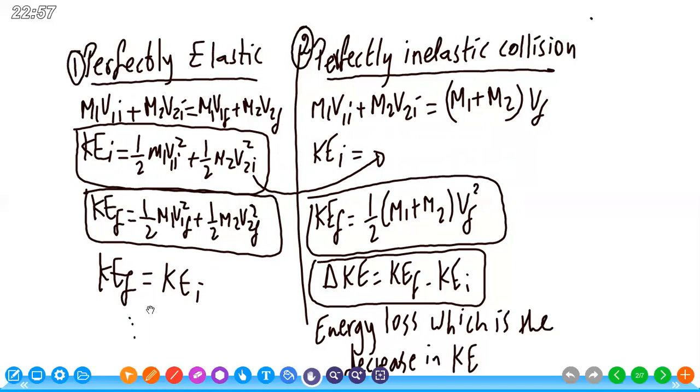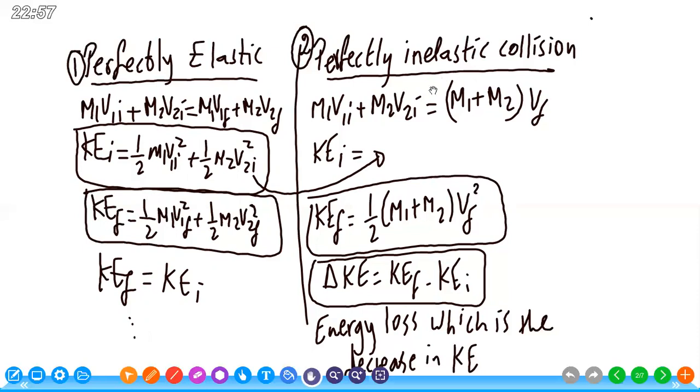And you have to get that both kinetic energies are approximately equal. So kinetic energy initial is equal to kinetic energy final. Okay, no change in kinetic energy. What you are going to do is to find each one separately. Find kinetic energy initial first and then find kinetic energy final, and you have to check if they are equal, then this is going to be perfectly elastic collision.